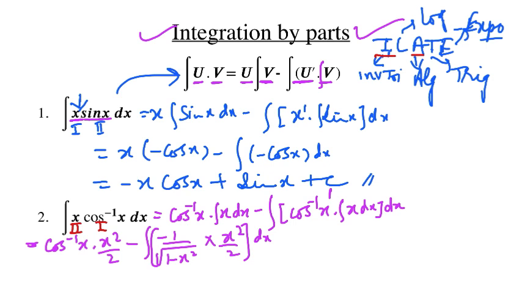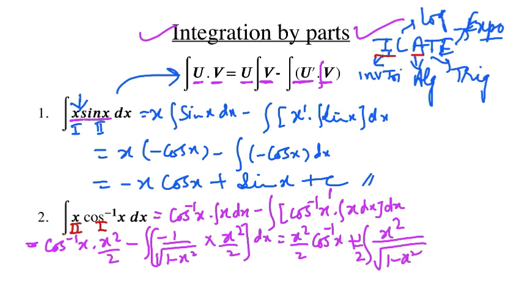Now we will proceed further. So we will get x square by 2 cos inverse of x, minus into minus will become plus, and you will have the integral of x square upon under root of 1 minus x square dx, with the 2 written outside.